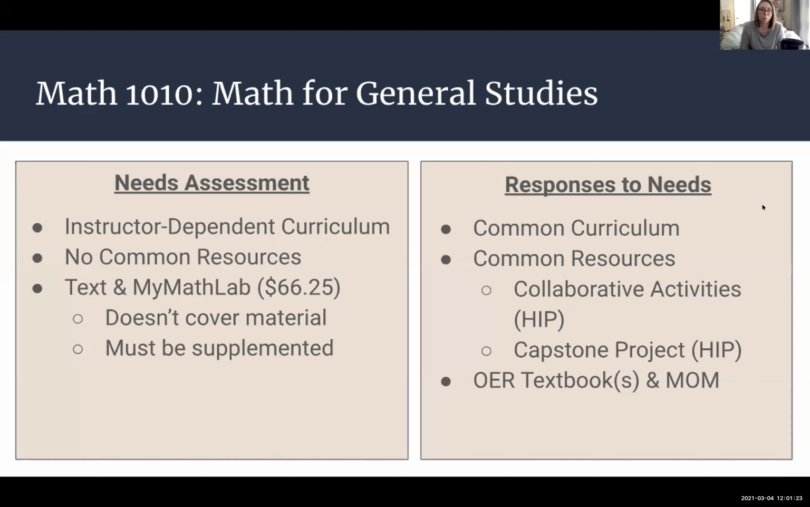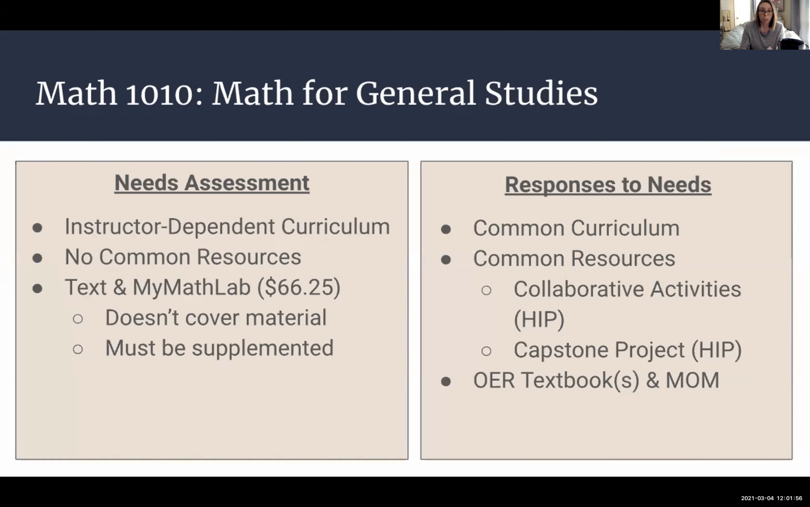So we are a team from Roane State that's working on our Math 1010 Math for General Studies course. And this is kind of a survey math course where they hit several different topics, including some algebra concepts, some geometry concepts, some stats concepts. And we noticed through the data that a lot of students, especially our Pell eligible students, weren't succeeding at the same rate as everybody else. And so we wanted to address this.